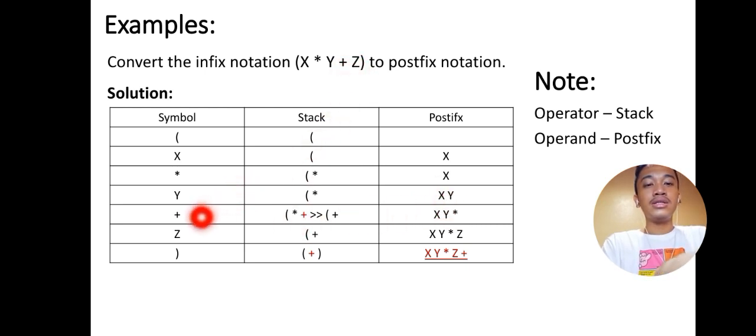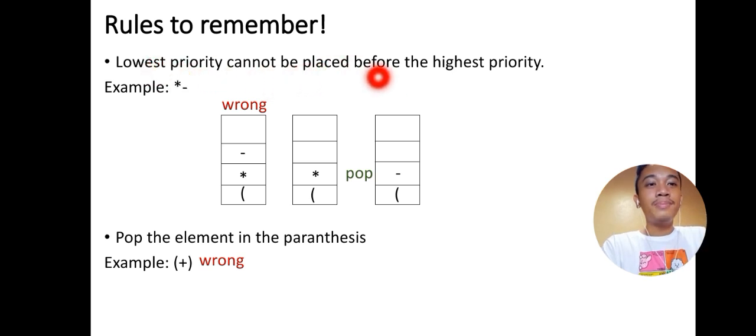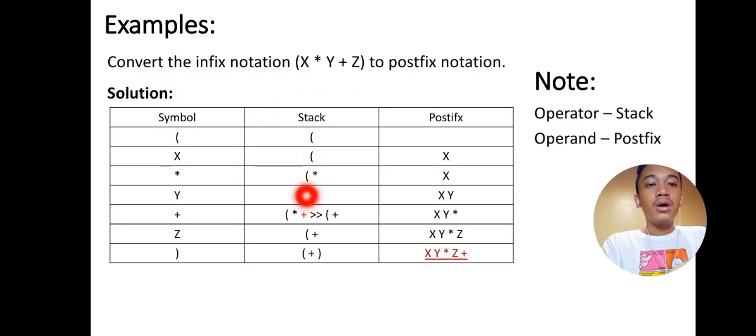Next symbol is plus. Plus is an operator, so we need to transfer it to the stack section. As you can see here, parenthesis, multiplication, plus, I highlighted it red. This means this is wrong, because according to this rule, lowest priority cannot be placed before the highest priority. Since multiplication is higher priority than the plus symbol, we need to pop the symbol that comes before the plus symbol. That is multiplication. So this will answer our question before.